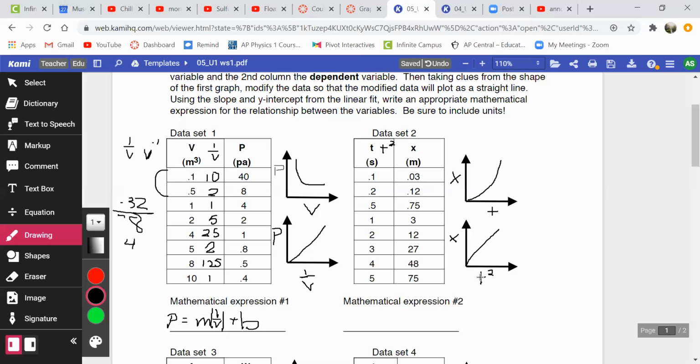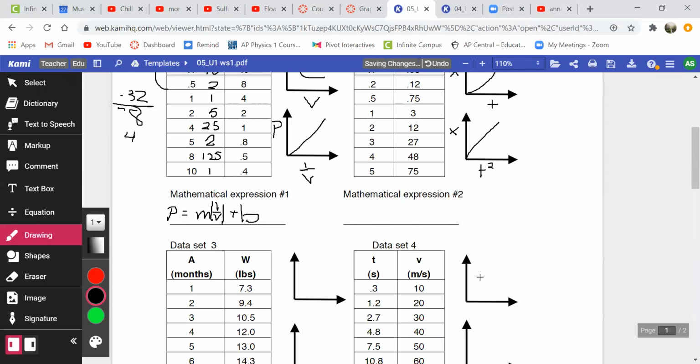So we got T squared right here. When you rewrite your equation, what's it going to look like? What's your Y value that you're going to put first? X. X, all right, is equal to M. And then what's my new adjustment for the X value? T squared. T squared plus B.